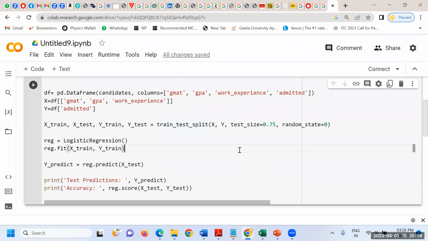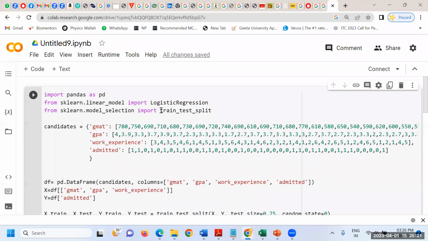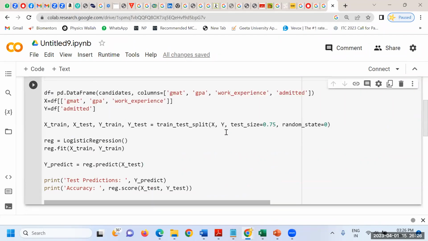And train underscore test split. This we have already taken from here. Now from this package, it is going to split the data into training and testing. So test underscore size, the size, is 75% given for testing data, and the rest, 0.25, is taken care of for training data. So I think this is your test underscore size. I'm going to decrease it to 0.25.